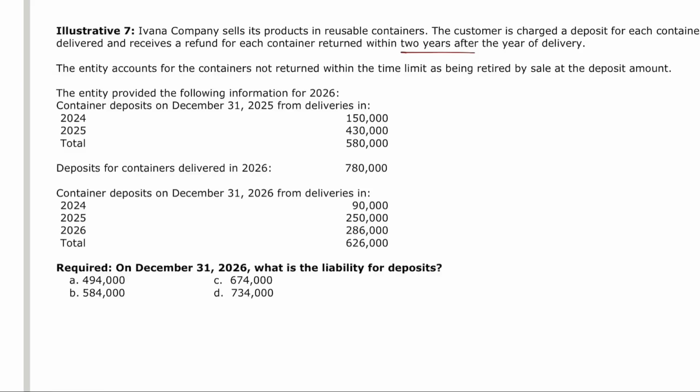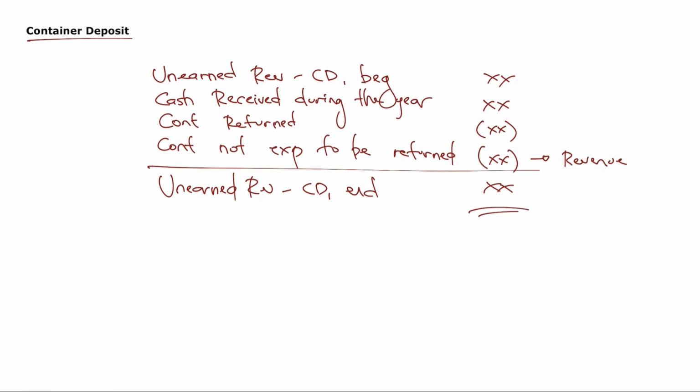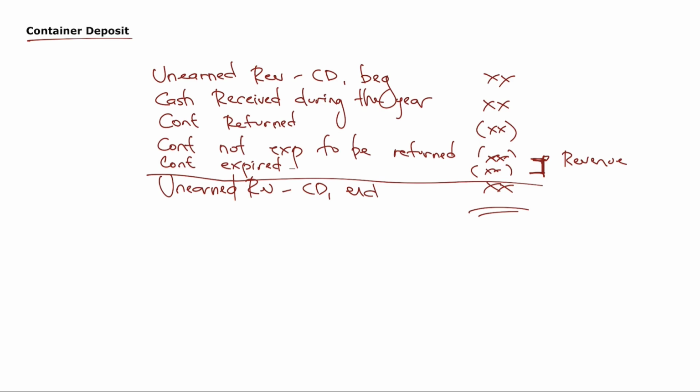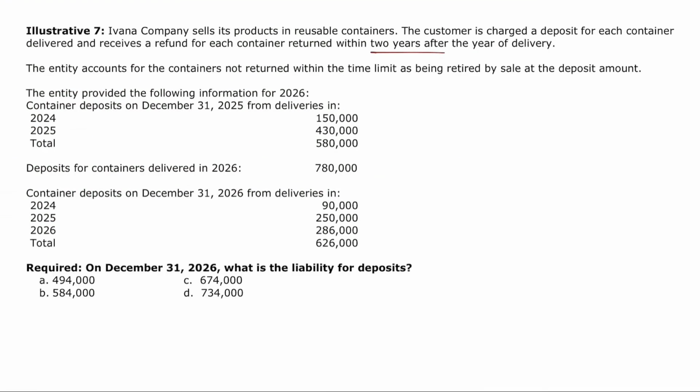Okay? So, ibig sabihin, kung may expiration pala, dagdagan pa natin to. Again, dadagdagan pa natin ng isa pa. Sir, ano pa yung idadagdag mo dyan? Well, yung isa pa na ibabawas natin dito is yung mga containers expired during the year. Kasi kapag may expiry date or may deadline lang yung pagbalik, asahan mo ngayon na kapag lagpas na sa deadline, hindi na yun mababalik. So, consider na rin po yun as revenue if that's the case. Okay? So, dito 2 years lang. The entity accounts for the containers not returned within the time limit as being retired by sale at the deposit amount.